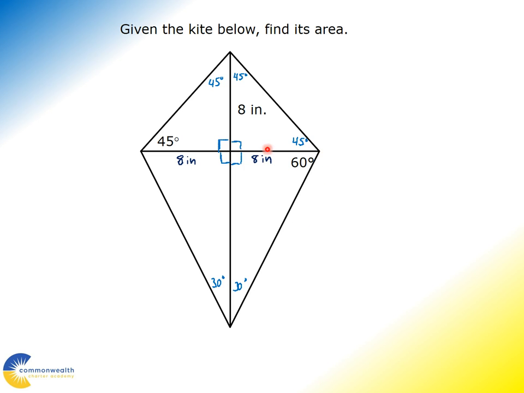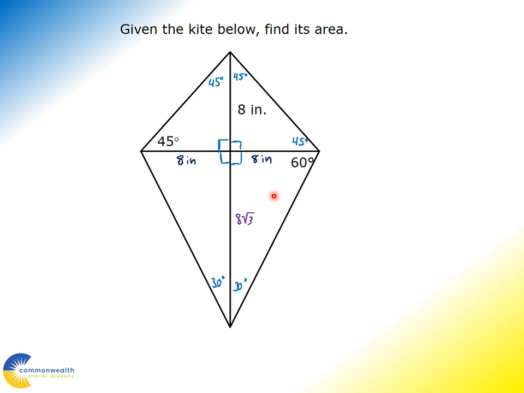And since that's also the side of a 30, 60, 90 triangle, that would be the shortest side because it's opposite the 30-degree angle, which means from the center to the bottom tip here, that's going to be 8 times the square root of 3 inches long. So now I know the measurements of my diagonals, and that's one of the ways that we could find the area of a kite. I could find the area of each of these triangles, find the area of this triangle up here and double it, find the area of this triangle here, double it, and add them together. That would give me the area as well.